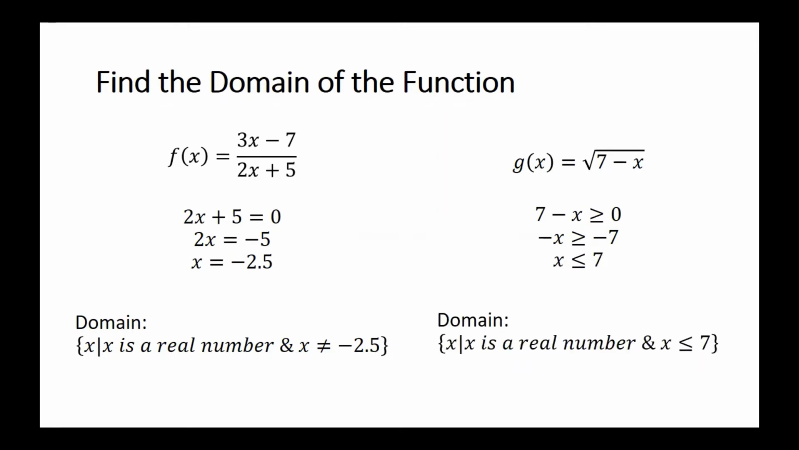So therefore, the domain is all x such that x is a real number and x is less than or equal to 7. And we can see by looking at this, if we were to make x greater than 7, so say 8, 7 minus 8 is negative 1. We can't take the square root of negative 1. If we made it equal to 7, 7 minus 7 is 0. The square root of 0 is 0, so that's allowed. If we made it 6, 7 minus 6 is 1. The square root of 1 is 1, so we're fine.